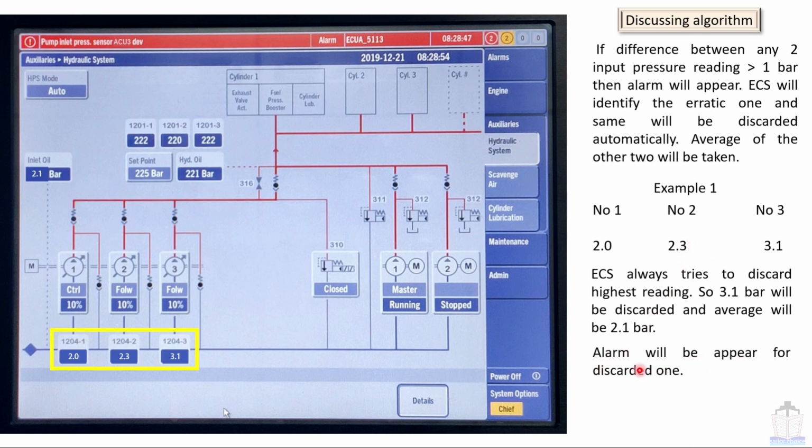An alarm will appear for the discarded one. That means for whichever one is discarded, we will find the alarm for that one. For example, if you find an alarm here like ACU2 deviation, you should understand that the number 2 pressure transmitter reading has been discarded by the engine control system. Discarded means only the reading is omitted, not that the channel is invalidated. Invalidation of the channel is something different, and omission of any values is something different. We will discuss that in coming chapters.